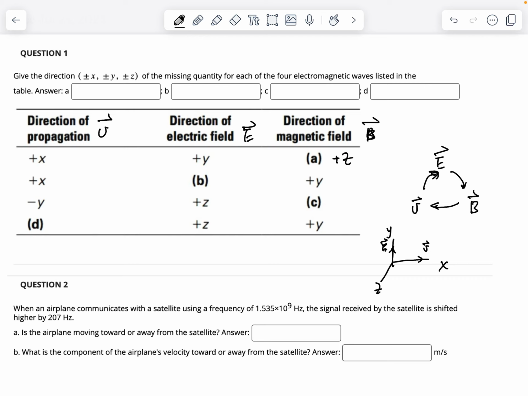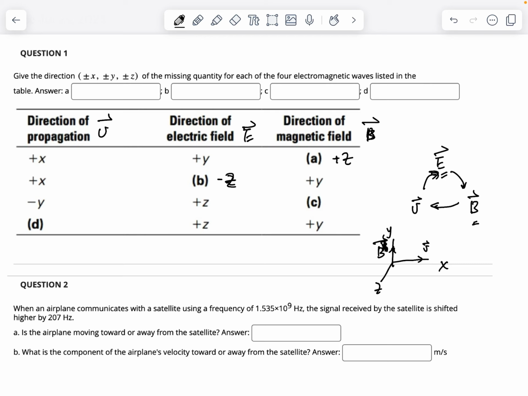Second one, V is X. We don't know B, we don't know E. We know B is Y, the second one. Looking for E, how do we figure out E? B, V, E, okay? B cross V is your E. B is Y, and then point to B, curve to V, then that is negative Z, okay?